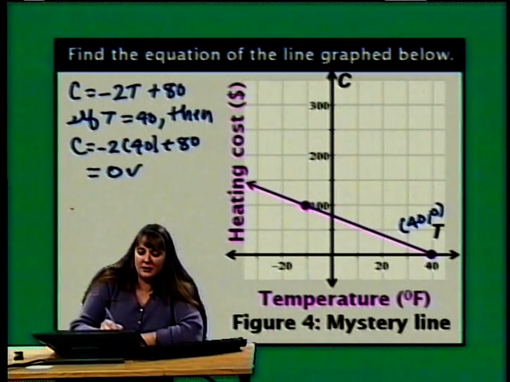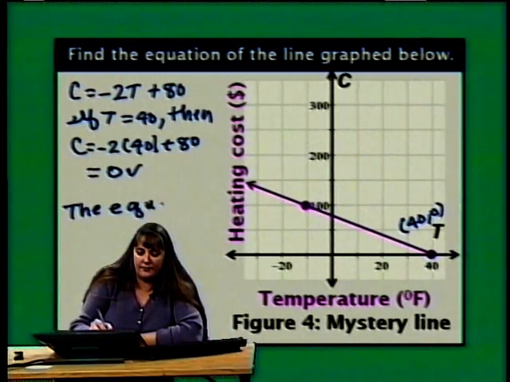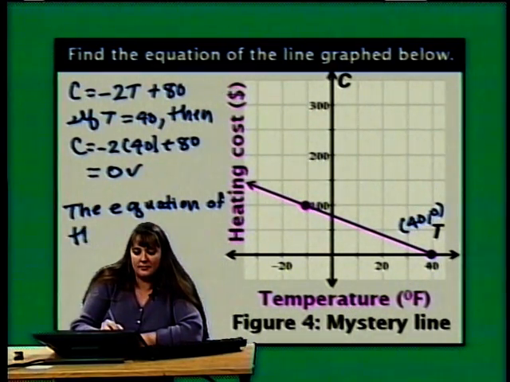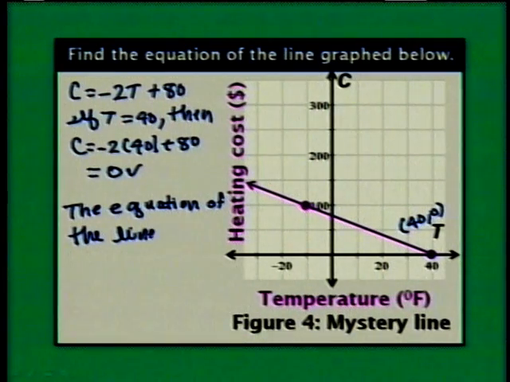So I can write my conclusion. The equation of the line is c equals negative 2t plus 80.